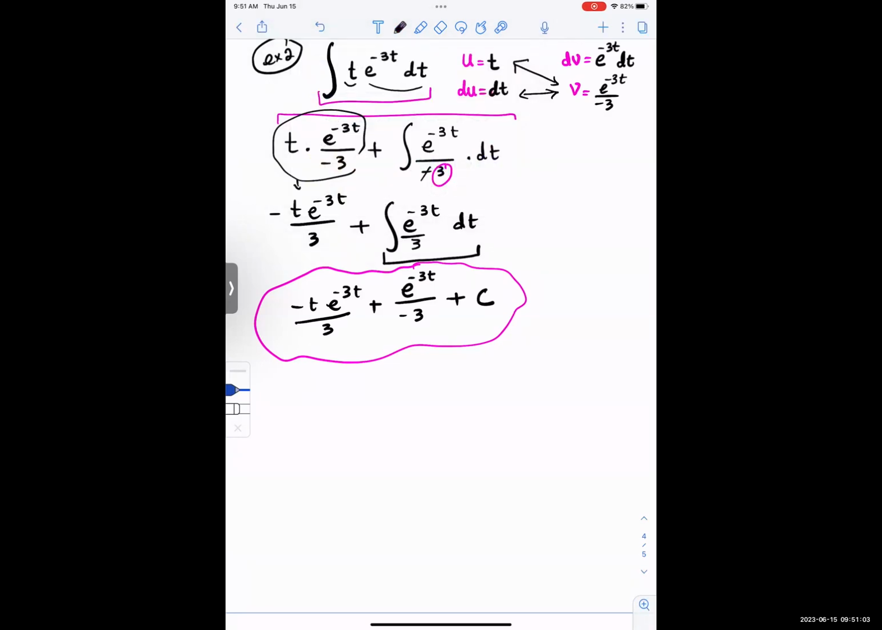So then this is negative 1/9. Okay, that's it. Any questions?